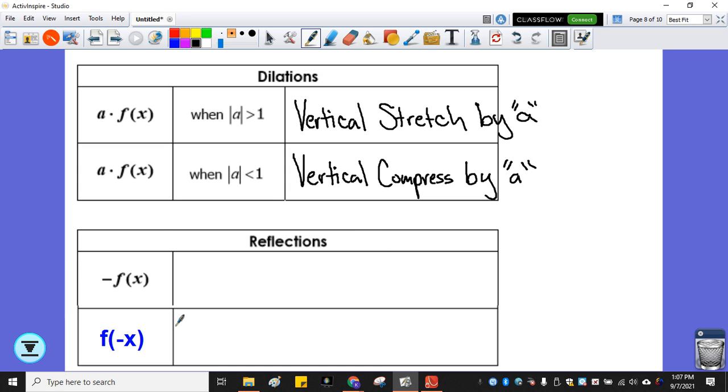If you do the negative of your whole graph, of your whole function, that's going to be reflecting it over the x-axis. And I know this box is in here, but if you plugged in a negative x, it would have reflected over the y-axis.